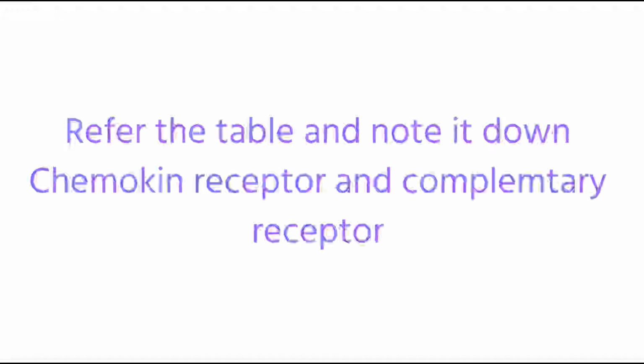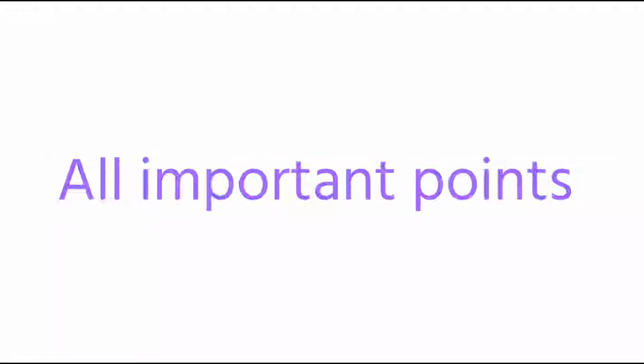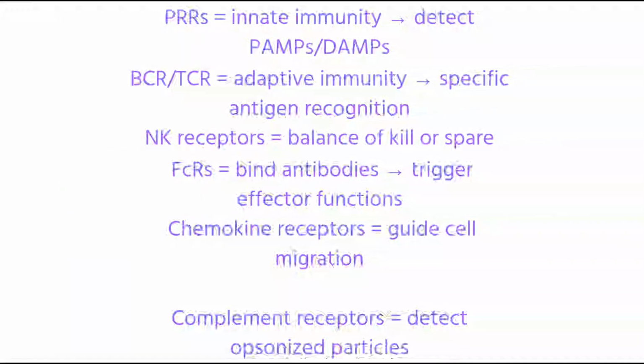So these are the various chemokine receptors, complement receptors and Fc receptors which we have known. The key complement receptors are CR1 and CR3, whereas the key chemokine receptors are CCR7 and CXCR4. So we have known till now all the types of immune cell receptors. The first is the PRR, which is innate immunity, and it helps in detecting PAMPs and DAMPs. Then BCR and TCR are the adaptive immunity.